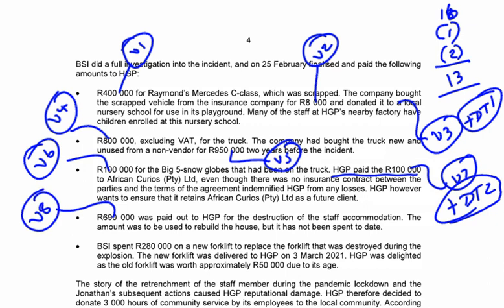Okay. BSI spent 280,000 Rand on a new forklift to replace the forklift that was destroyed during the explosion. VAT 9. Okay. The new forklift was delivered to HGP. HGP was delighted as the old forklift was worth approximately 50,000 Rand given its age. Okay, so Bright Spark gave them a new asset. Okay, so there are a whole lot of transactions here.